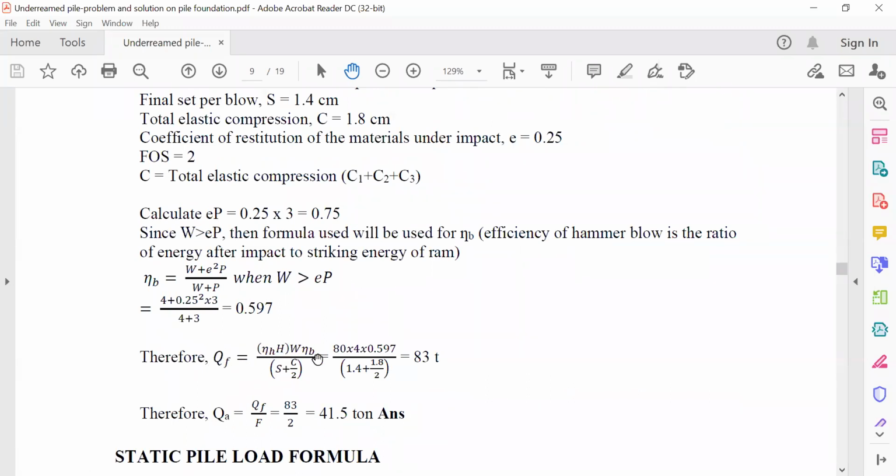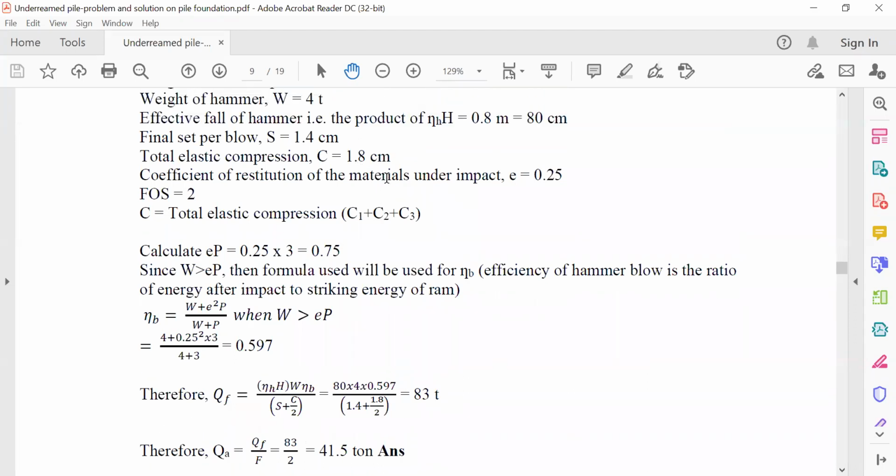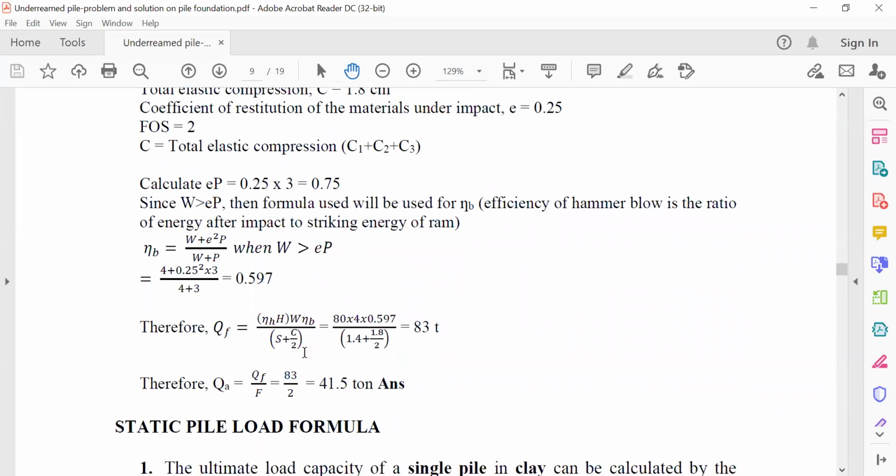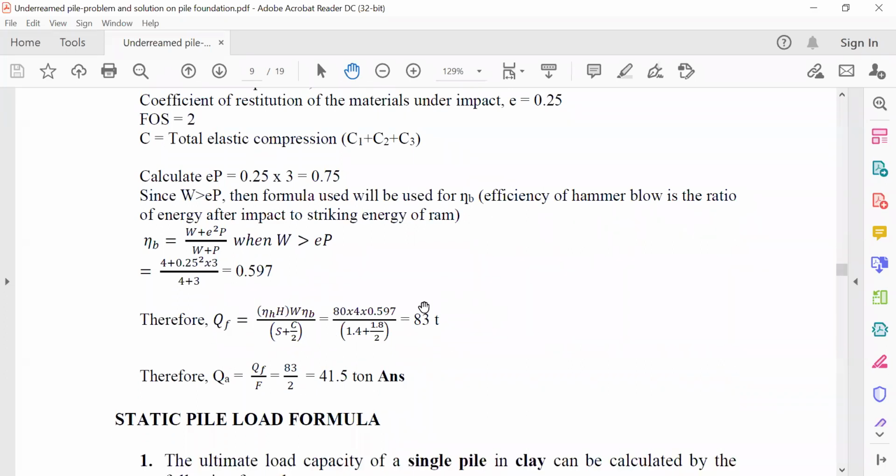अब देखिए फार्मूला में eta H, W, H, eta B ऐसे करके लिखा हुआ है, लेकिन यहाँ क्या किया गया हम लोगों ने, क्योंकि इफेक्टिव फॉल ऑफ हैमर दिया हुआ है, that means eta H into H directly we shall take the value given there. We have already calculated this, 80 centimeter, eta H into H. इसको इफेक्टिव फॉल ऑफ हैमर कहते हैं. तो इसको देखिए वैल्यू हमने रख दिया, और रखने के बाद we shall calculate ultimate load is equal to 83 ton. So allowable load is equal to ultimate load divided by factor of safety, that is this much.